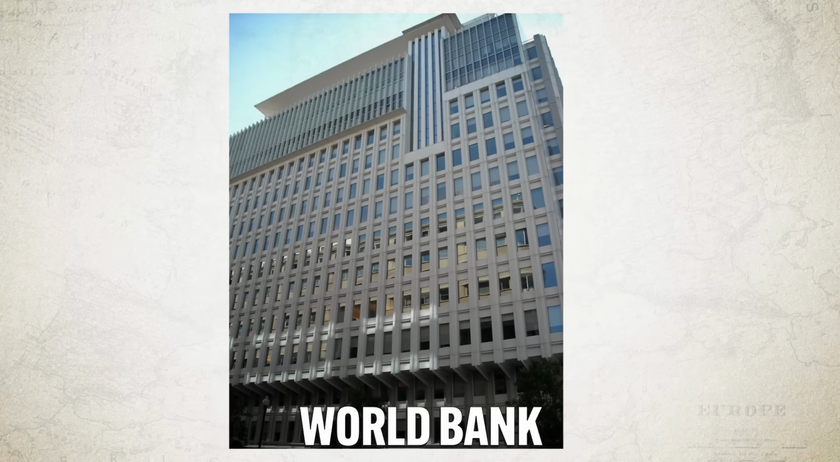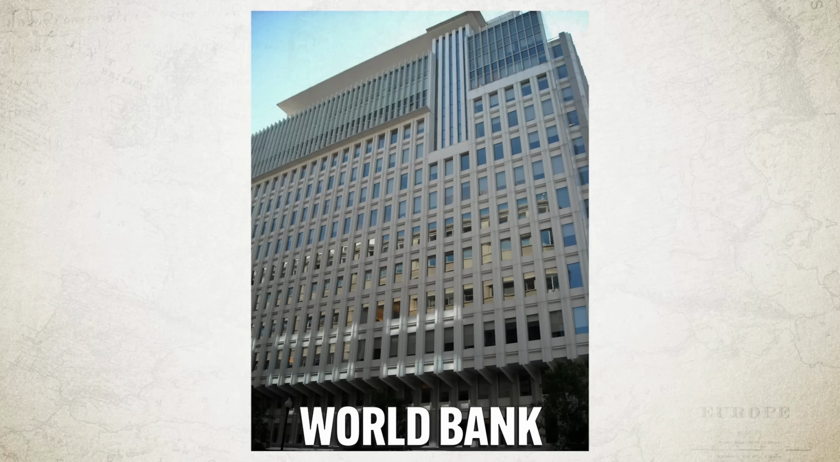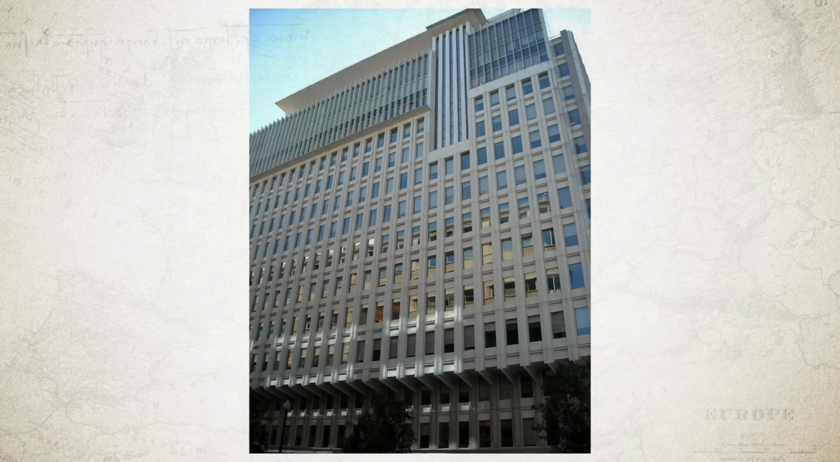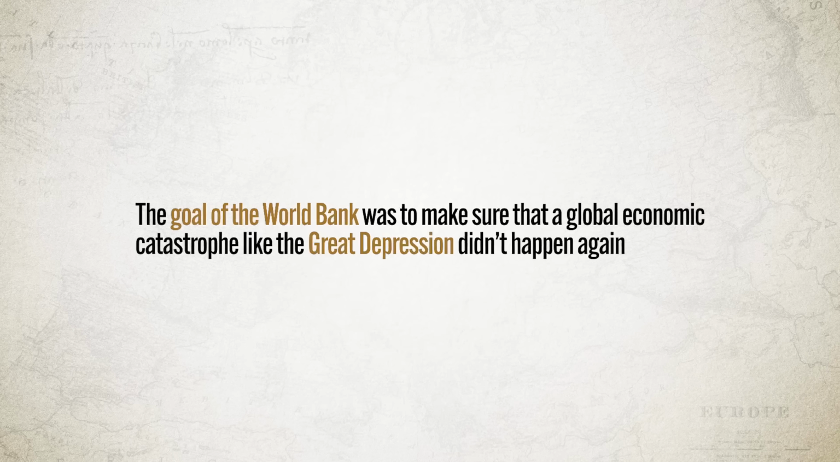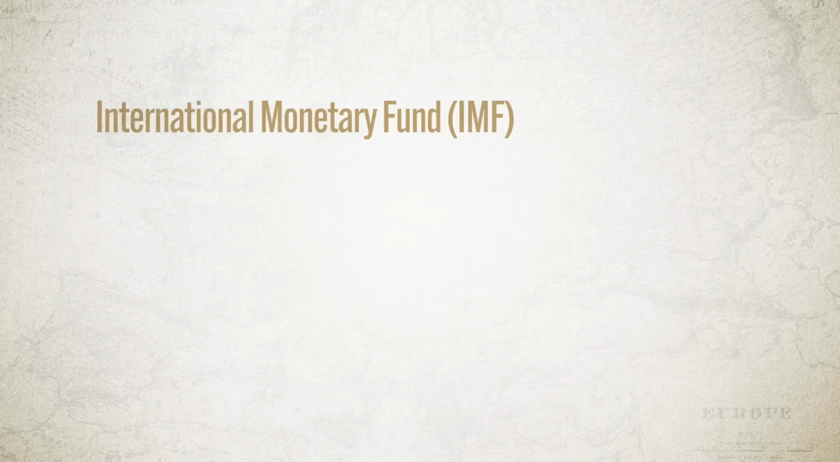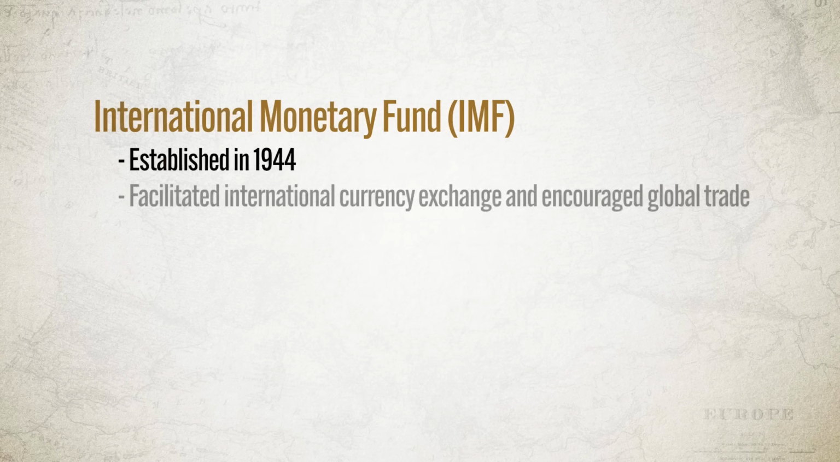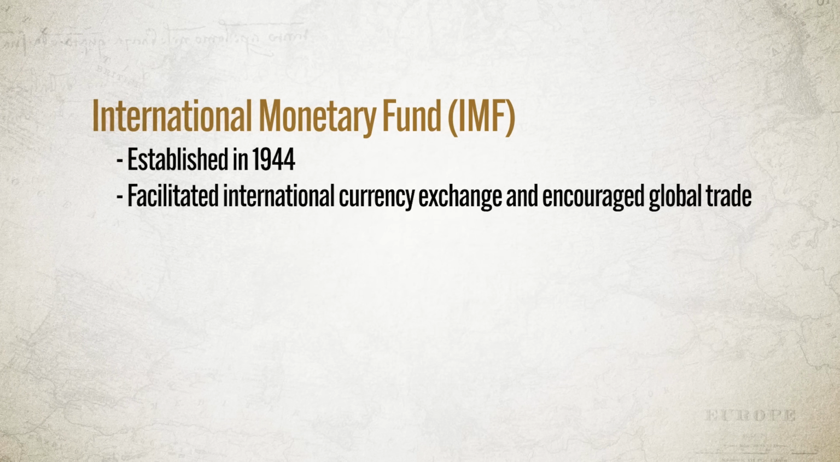Now another big move was economic in nature, and it included the establishment of two entities. First was the World Bank, which was established in 1944 in order to provide loans to countries that needed to rebuild after the war. Now, later in the century, the World Bank shifted its focus to make loans to developing nations, but regardless, the goal of the World Bank was to make sure that a global economic catastrophe like the Great Depression didn't happen again. And also in 1944, the International Monetary Fund was established, which facilitated international currency exchange and encouraged global trade.